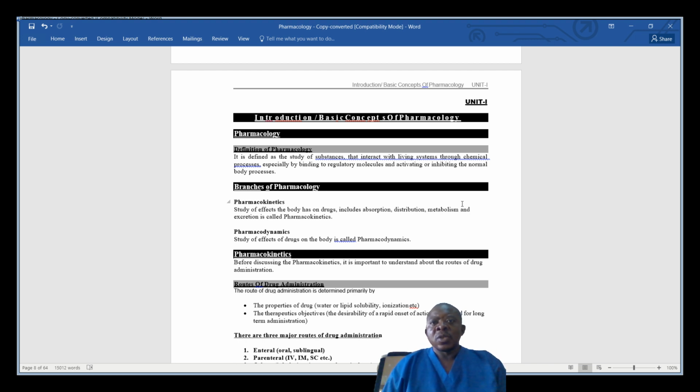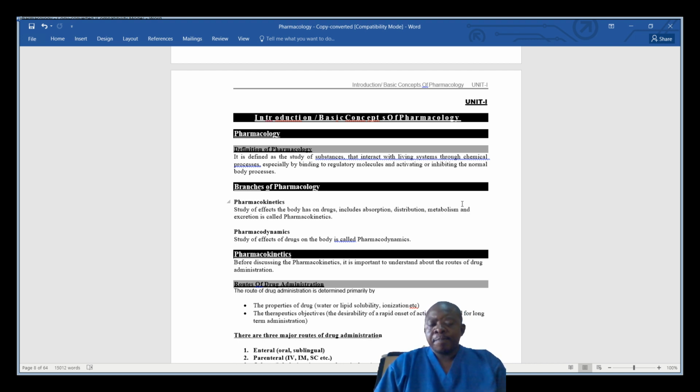Okay, so now how they interact is by binding to regulatory molecules, to activate or inhibit. They either enhance or reduce, depending on the illness at hand. So they may be used to activate.